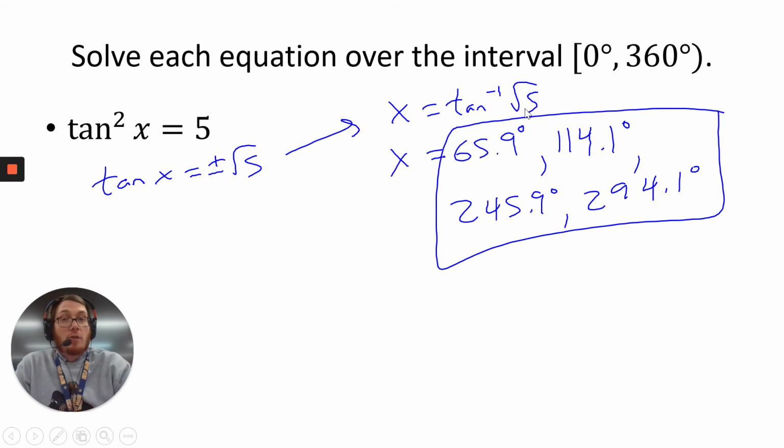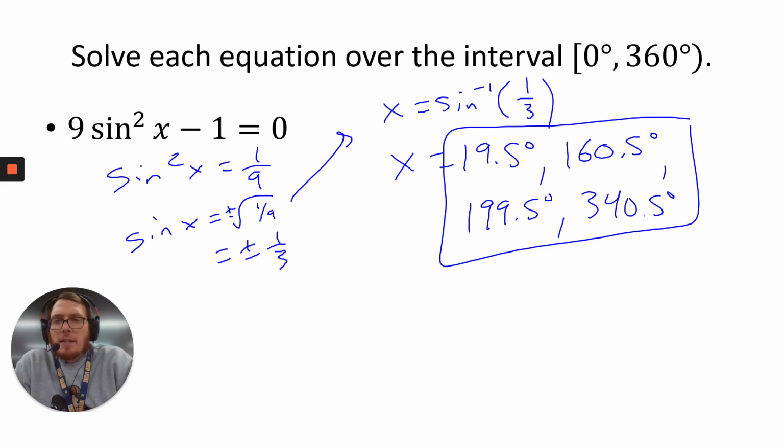When you do tan inverse of root 5, you should get 65.9. That's the first answer and also the reference angle. So you find all the others. This one in quadrant 2 would be 180 minus that 65.9, 180 plus 65.9, 360 minus 65.9. But there should be 4 answers because there's 2 for the positive one and then 2 for the negative one.